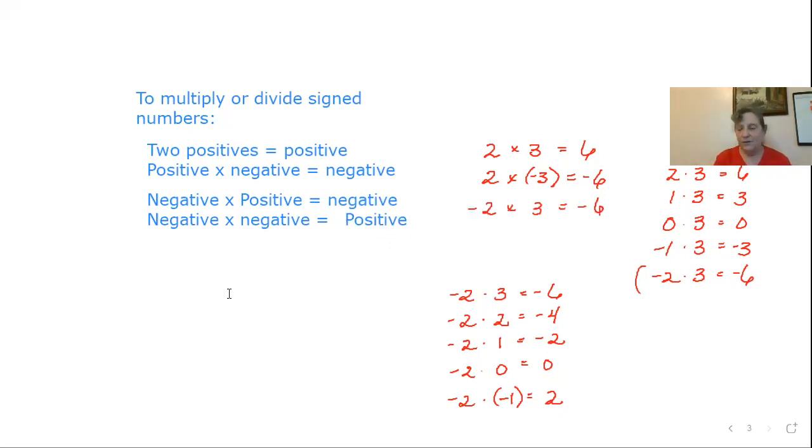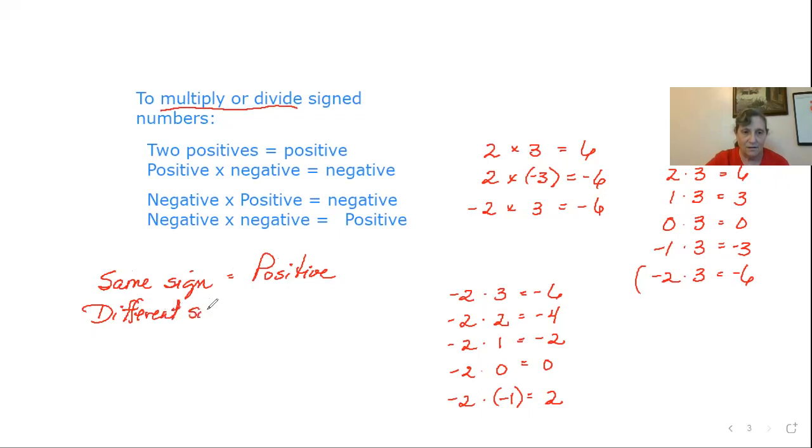So the short version is this: when you're multiplying or dividing, if they have the same sign, it's positive. If they have different signs, it's negative. And again, these are different rules than what you get when you add and subtract numbers.